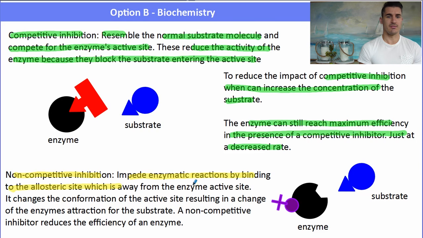A non-competitive inhibitor impedes the reactions by binding to the allosteric site, which changes the shape of the active site. A non-competitive inhibitor will reduce the effectiveness of an enzyme and lower its maximum rate of reaction.